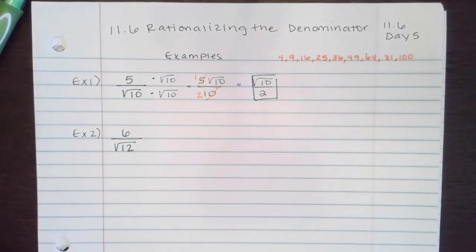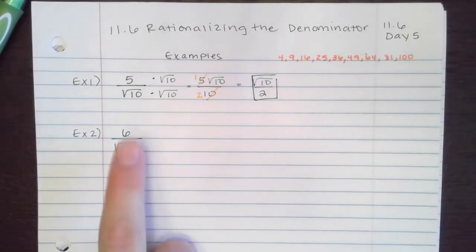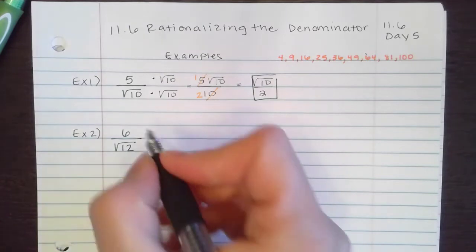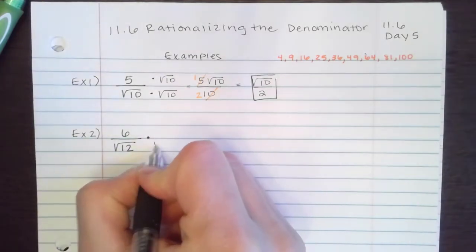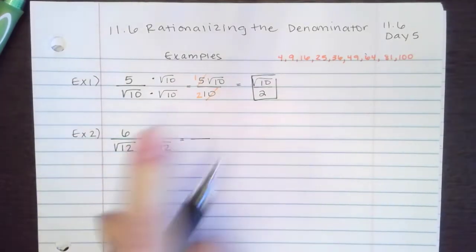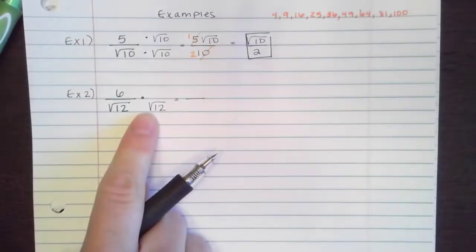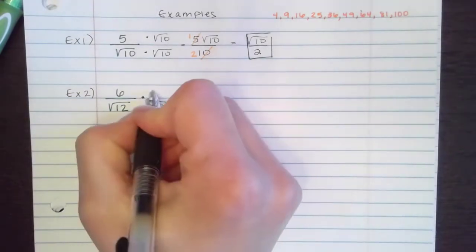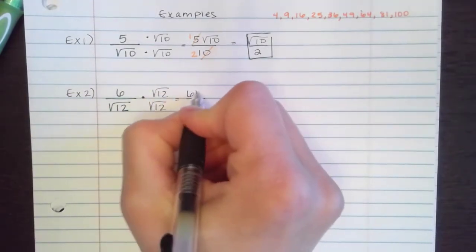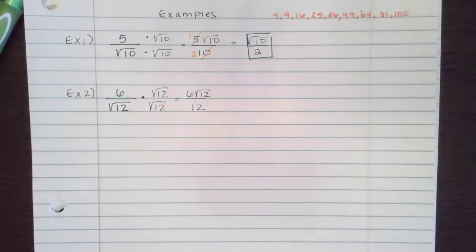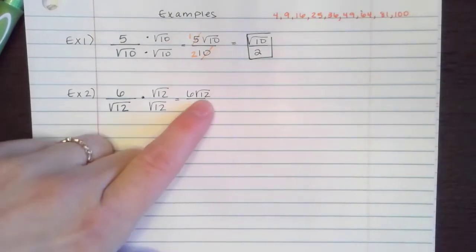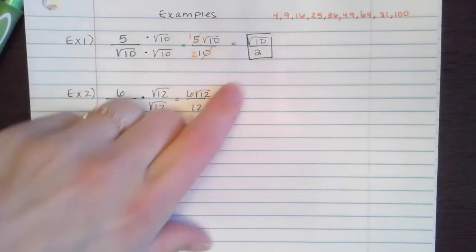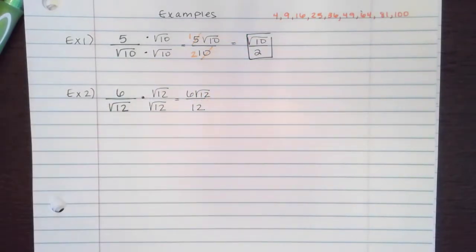I prefer to do this in a very specific order. If you go home and do this with an older sibling or a parent, they might do this one differently, but this is how I prefer to do it. I always rationalize the denominator first. I want to get that radical out of the denominator, and I can do that by multiplying the top and the bottom by the square root of 12. And at this point, you might notice that that square root of 12 was not simplified because 4 goes into 12.